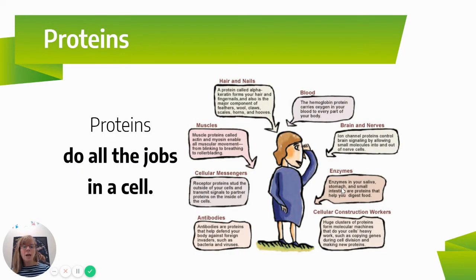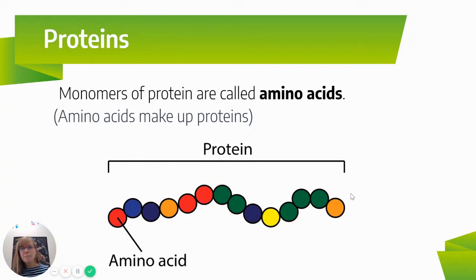Proteins do all the jobs in a cell. So they're really building blocks for our cells. But look at this little chart and notice what it can do. It's the protein in our hair and nails, proteins in our muscles, proteins in cellular messengers, antibodies, blood, brain and nerves, enzymes, and cellular construction workers. So proteins are really important. They're the building blocks of our cells.